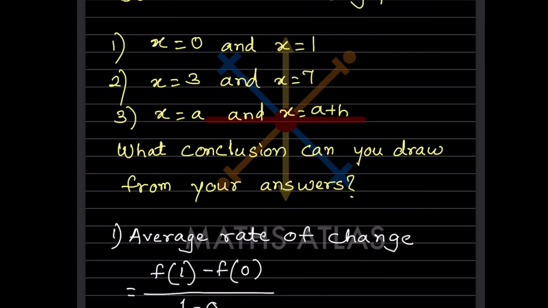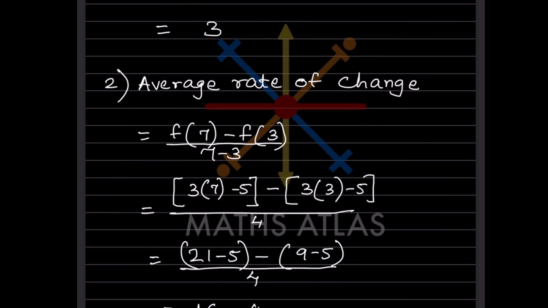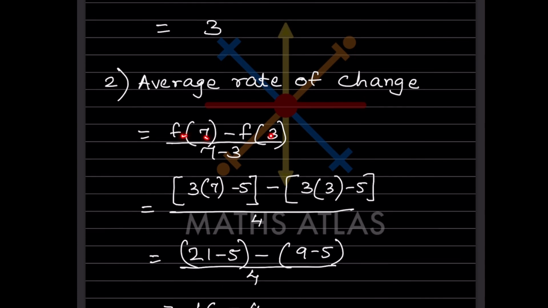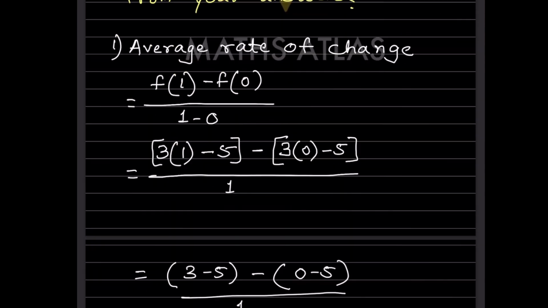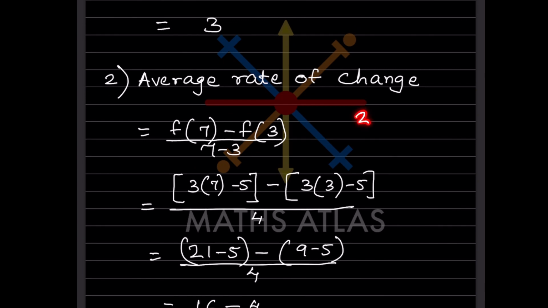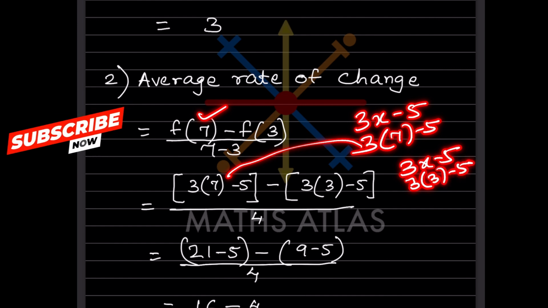So now let us see the next points, that is x is 3 and x is 7. So the average rate of change is f of 7 minus f of 3, and this will be 7 minus 3. So now what will you write again in the equation? In 3x minus 5, in place of x you are going to put 7, minus 5. Again, in 3x minus 5, you are going to put 3, because this is 3. So this will be 4.